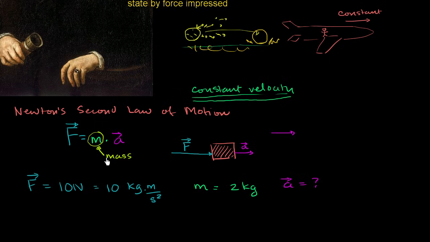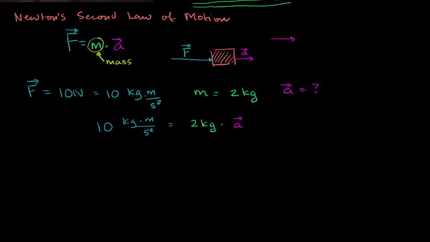Well, we just use F equals ma. You have, on the left-hand side, 10. I could write 10 newtons here, or I could write 10 kilogram meters per second squared. And that is going to be equal to the mass, which is 2 kilograms, times the acceleration. And then to solve for the acceleration, you just divide both sides by 2 kilograms.